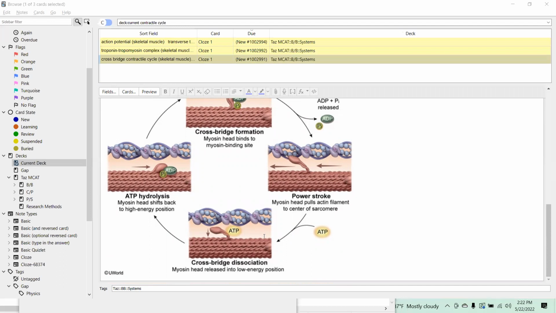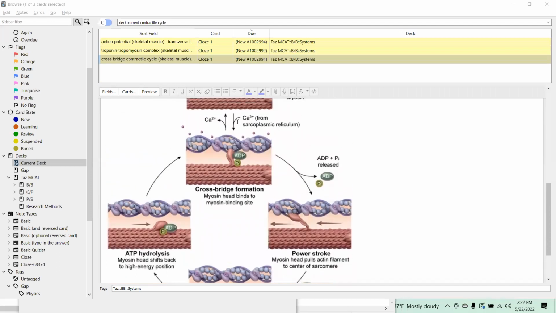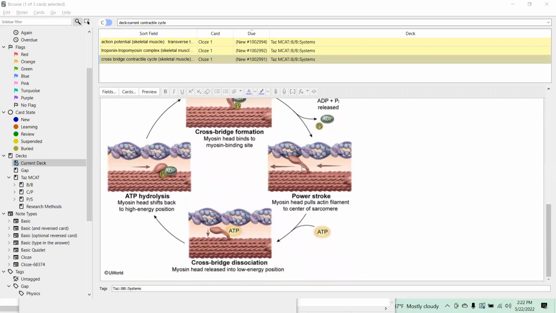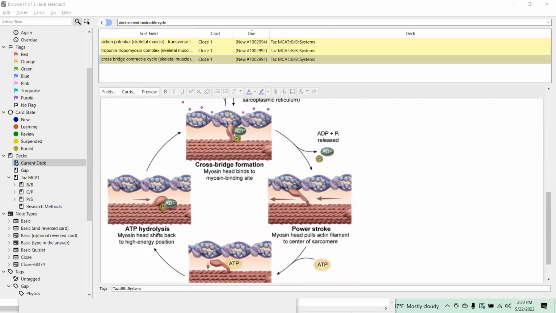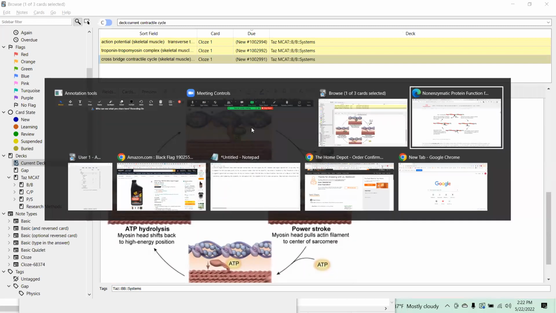But this cycle happens rapidly. Then the ATP comes, and when the ATP dissociates, it goes back to its normal state. But as long as the calcium is there and the myosin binding sites are open, it will repeat the cycle. And that's essentially what's happening inside your muscle cells repeatedly when you contract your muscle. This power stroke cycle or contractile cycle.